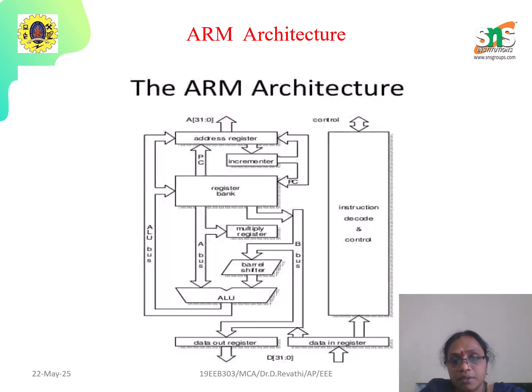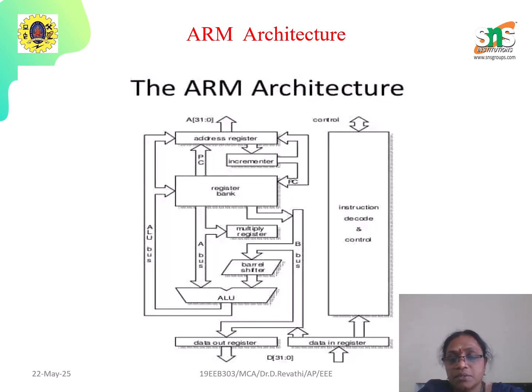And now we have to see the blocks. What blocks does the architecture consist of? One is the address register, then the incrementer, register bank, multiply register, barrel shifter, and ALU, data out register, data in register, and instruction decoder and controller. First we name the blocks, and then we describe the flows. What is meant by instruction decoder and controller?